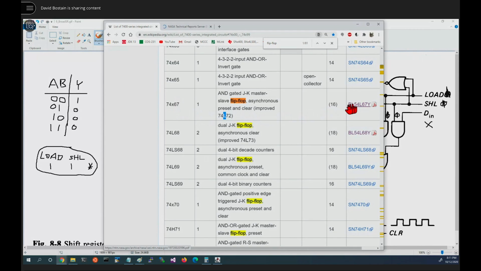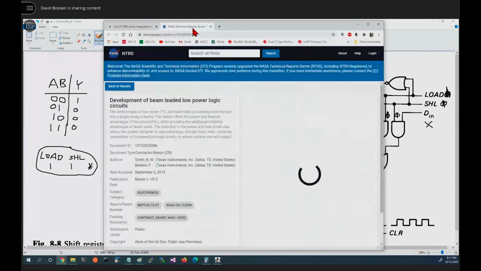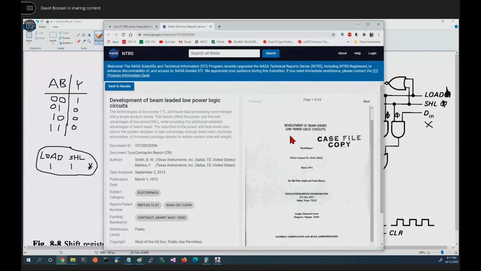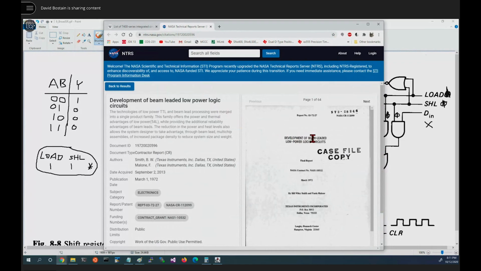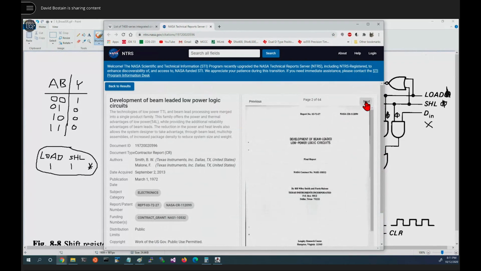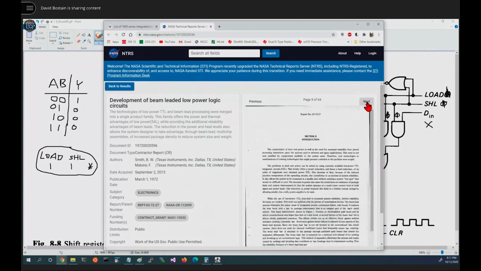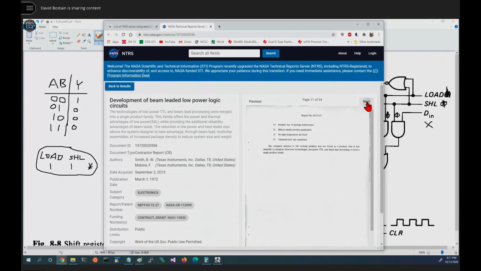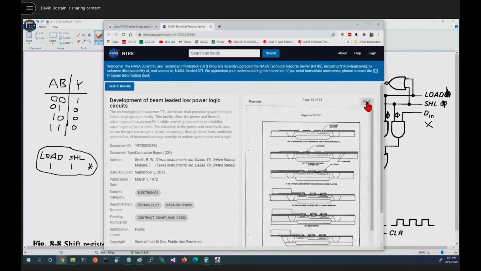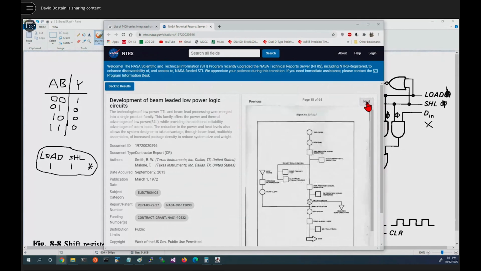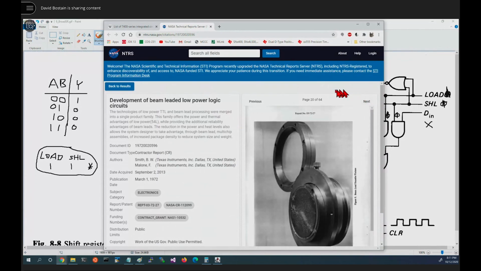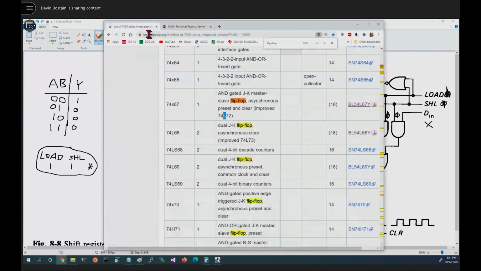If we look at the data sheet, hopefully they'll have a data sheet. Page 164. Might have been easier to find one that was a standard data sheet. Now we'll just look for it. We'll look for it next time we find one.